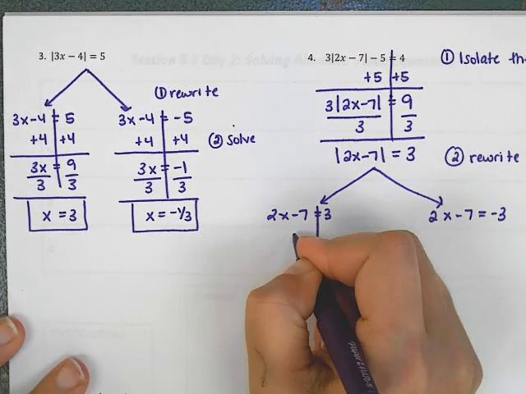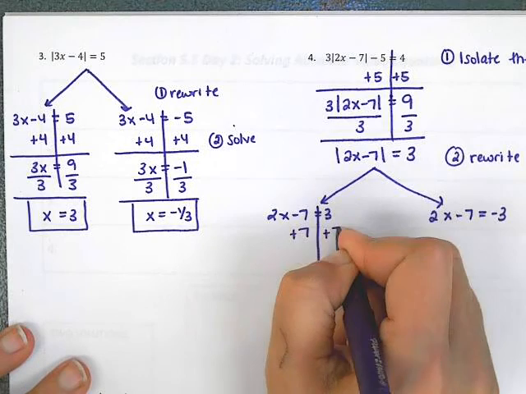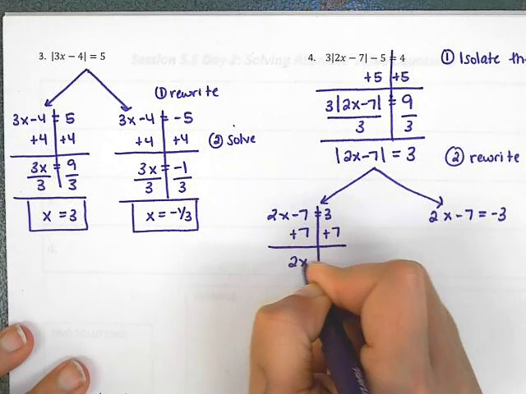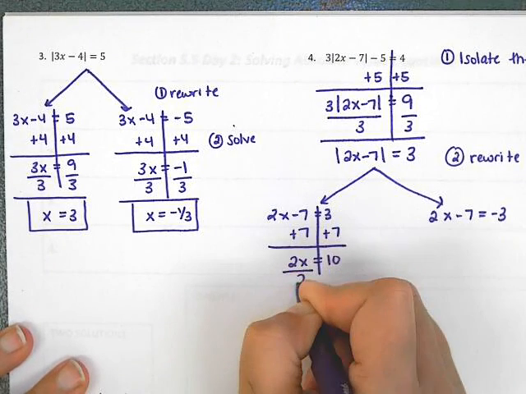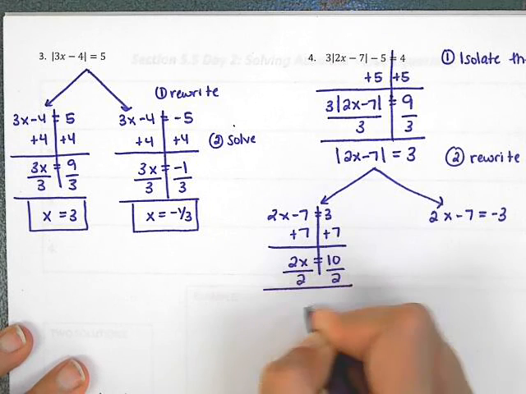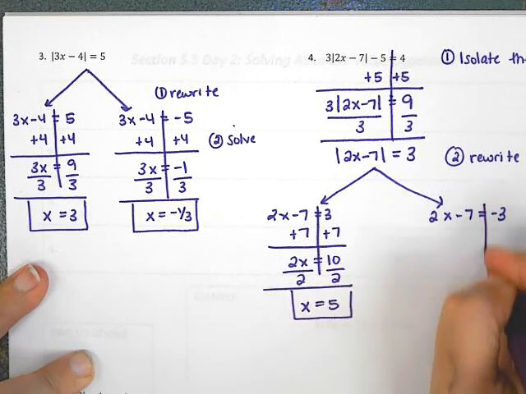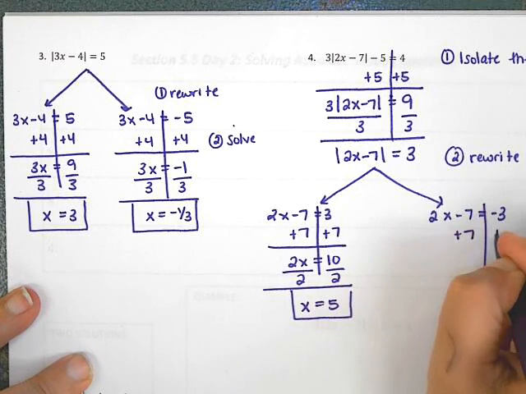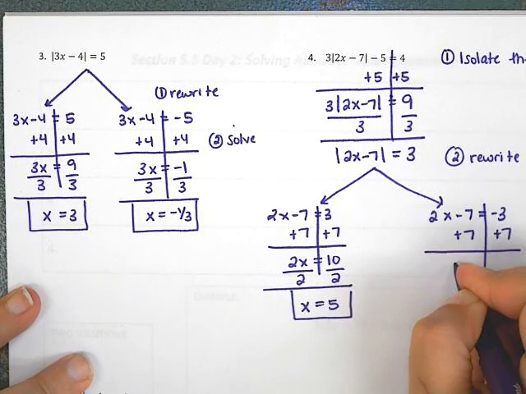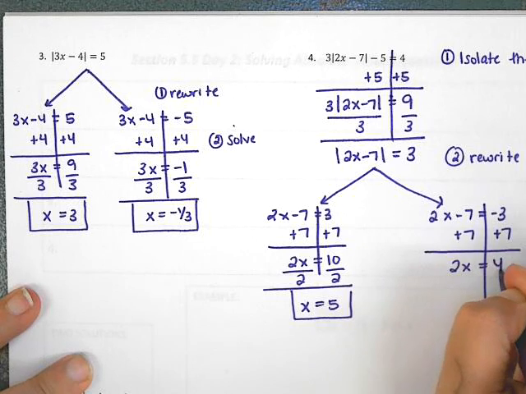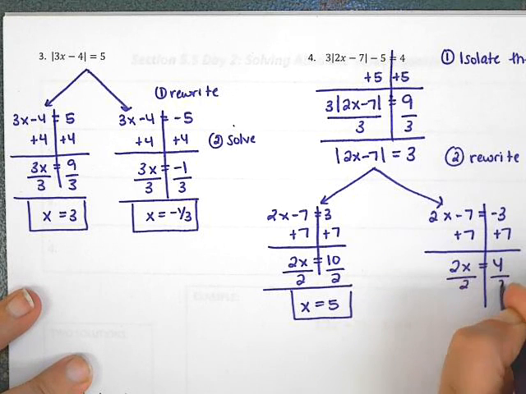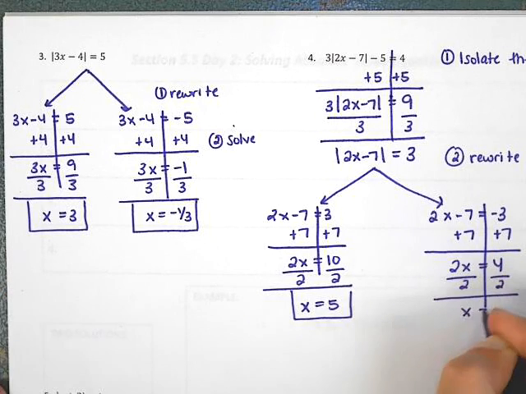So, we add 7 on both sides. We get 2x equals 10. Then we divide by 2, so we get x equals 5. That's our first answer. And then we add 7 on both sides. We get 2x equals 4. We divide by 2 on both sides. We get x equals 2.